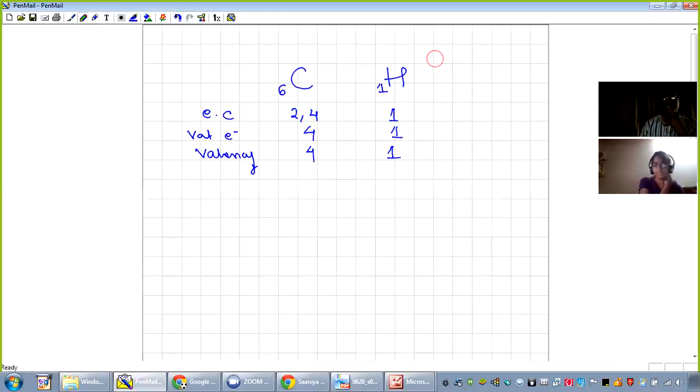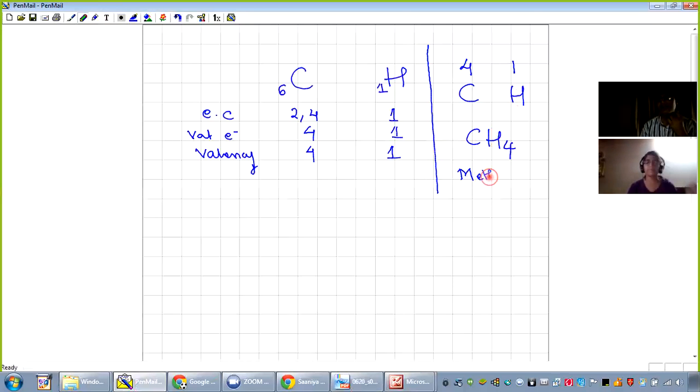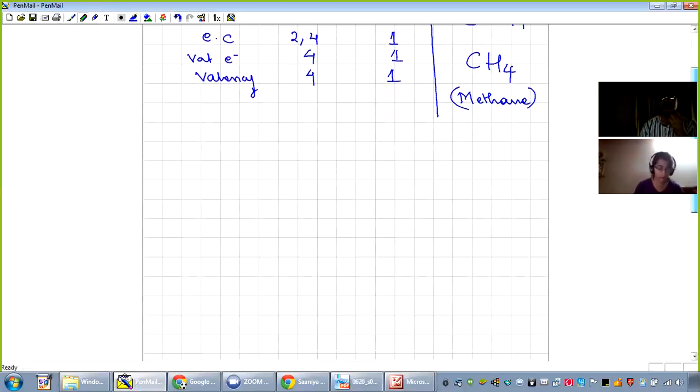Now we'll have to work out the formula of the compound produced between carbon and hydrogen. Here the valency is 4, here the valency is 1. What is the formula? CH4. This is the formula of methane. They use 4 hydrogen atoms and 1 carbon atom to make 1 molecule of methane. Correct? Yes.